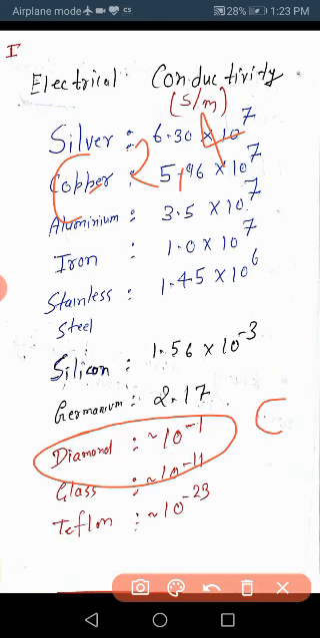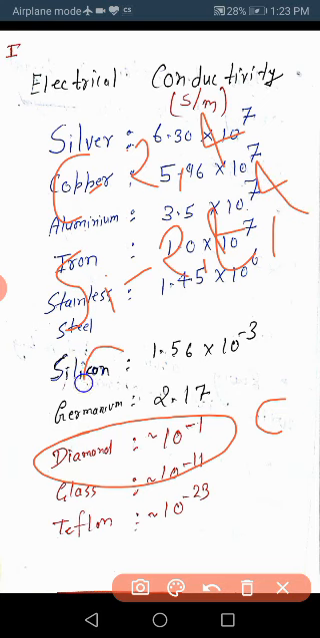And here the question is this: carbon is of group 4, silicon is also from group 4 (14, 2, 8, 4), and germanium is also from group 4. So actually the number of electrons in the last orbit is 4.